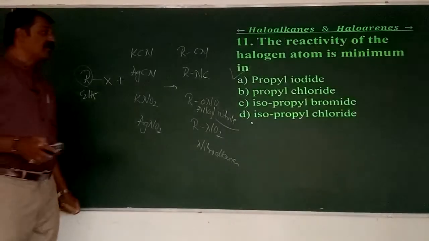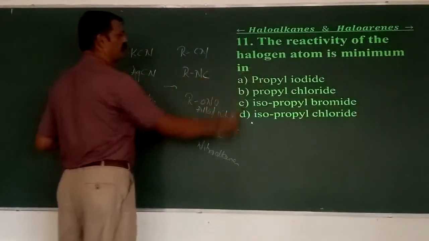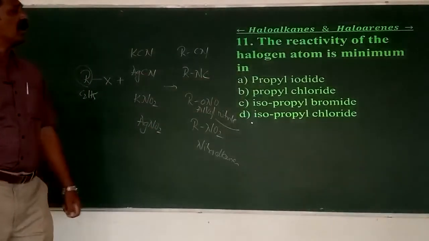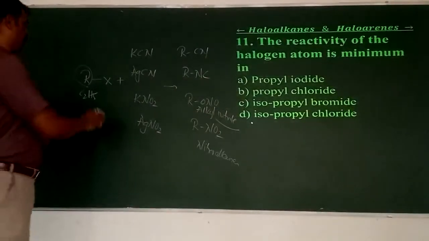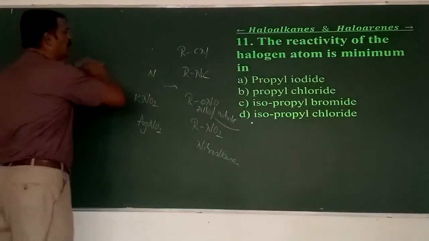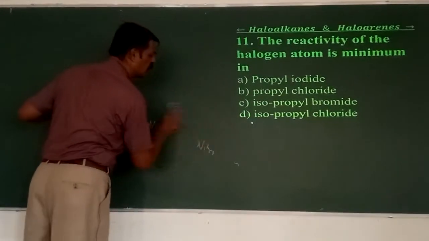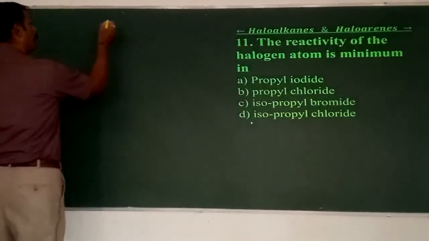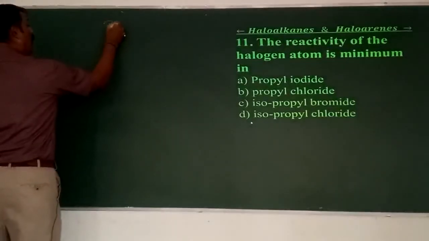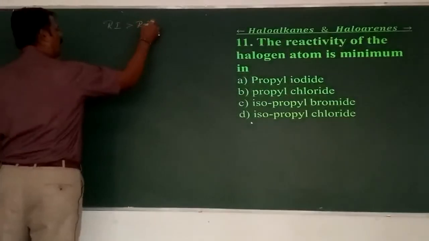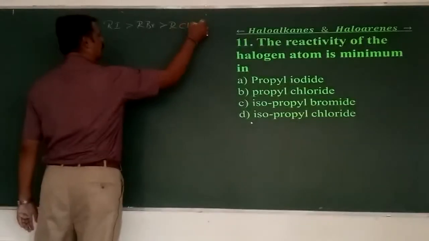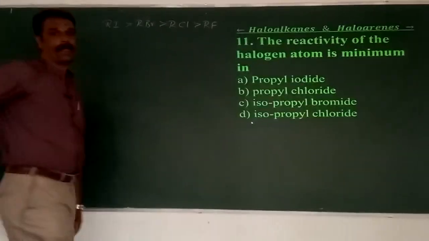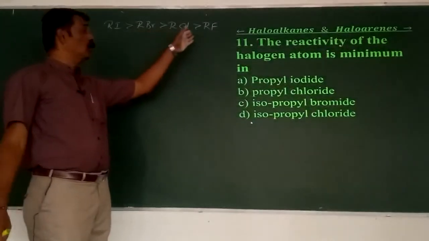Let's have the 11th here. The reactivity of the halogen atom is minimum in which one? So first you have to be very familiar: RI is greater than RBr is greater than RCl is greater than RF. All iodoalkanes are more reactive compared to bromo, chloro and then the fluoro.